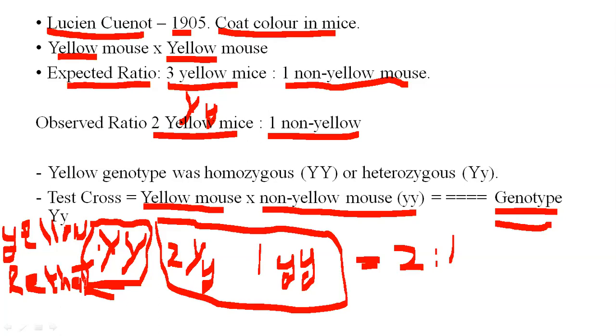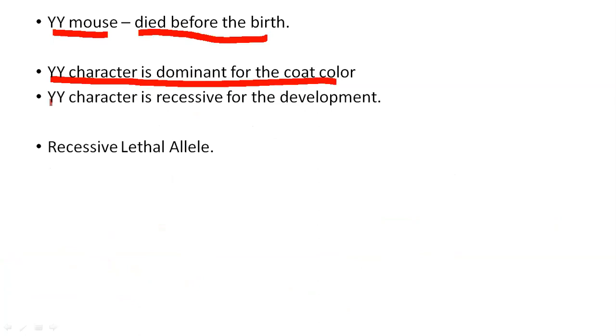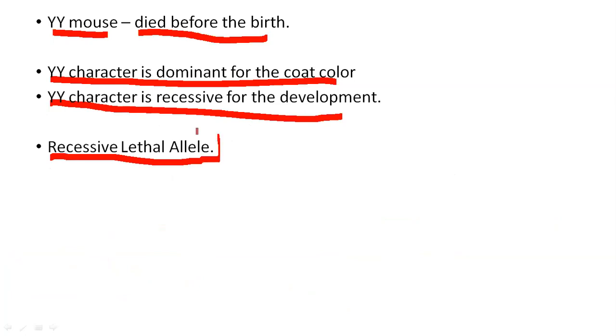So this is known as a recessive lethal allele. It is dominant for coat color, skin color, but not dominant for development. For development, it was recessive. That's why this mouse died before birth. The YY character is dominant for coat color, but recessive for development. This is known as a recessive lethal allele.